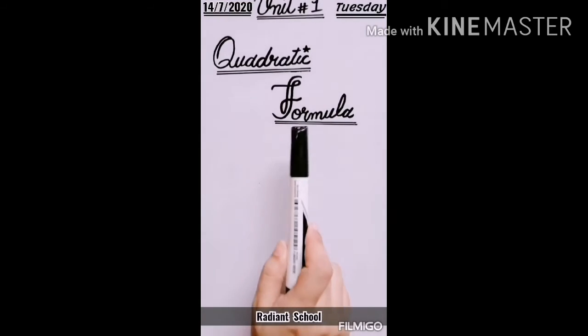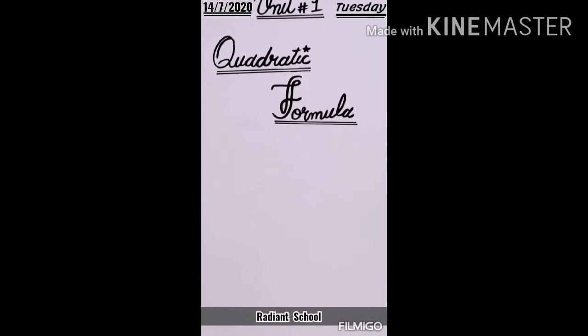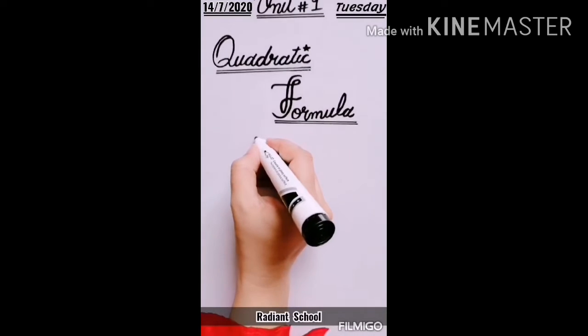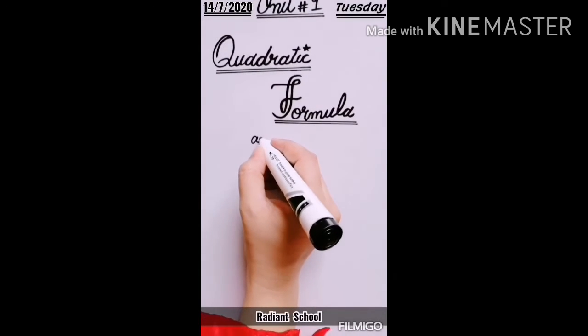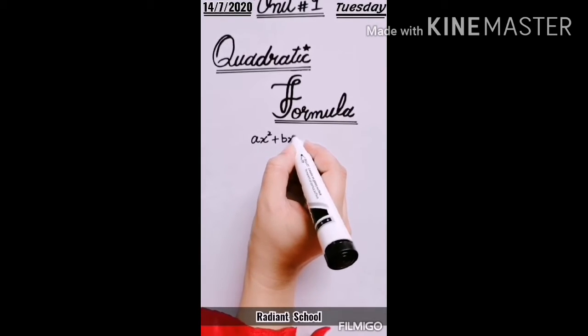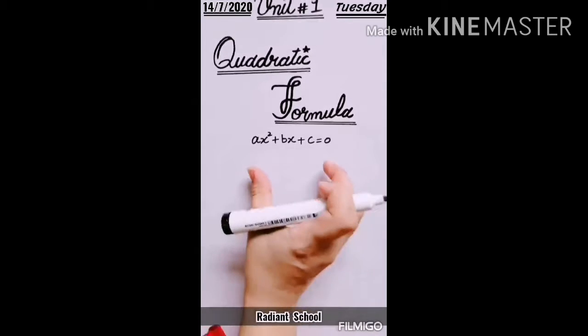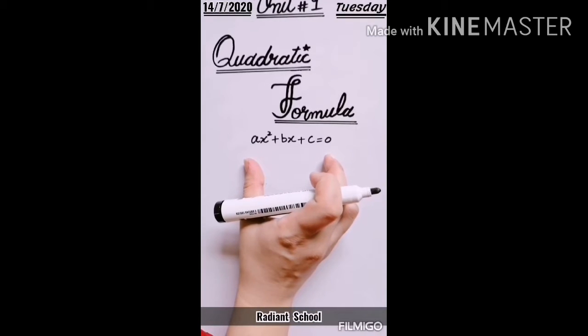Students, today we will discuss the quadratic formula. What is a quadratic formula? Quadratic formula is basically a solution of a standard quadratic equation. I am having the standard quadratic equation, with which you are familiar. ax² + bx + c equals 0 is said to be the standard quadratic equation.